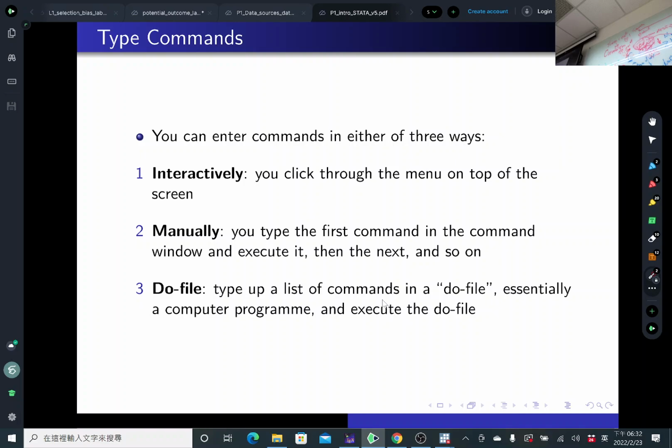So it's like programming, like other languages. You basically write down every command in a script. Like in R, you have an R script. This do file is like an R script. It records the things you want to do.